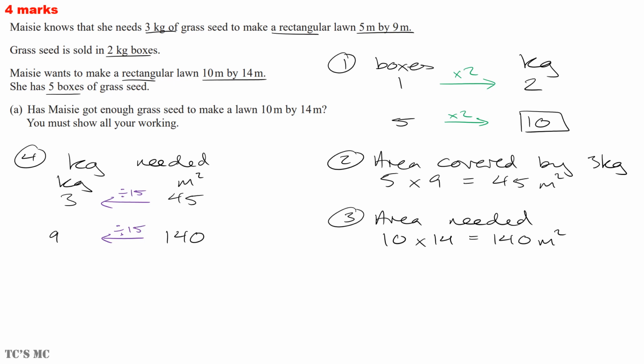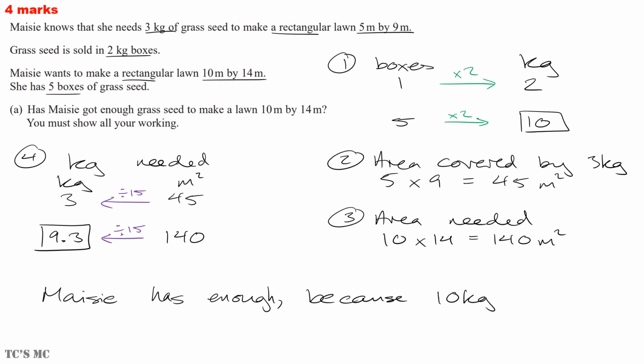Macy needs 9.3 kilograms of grass seed. Now we have our third mark. Macy needs 9.3, but she has 10. That means Macy has enough. Remember, we must always give a reason, because 10 kg is more than 9.3 kg. And now we would have our fourth mark.